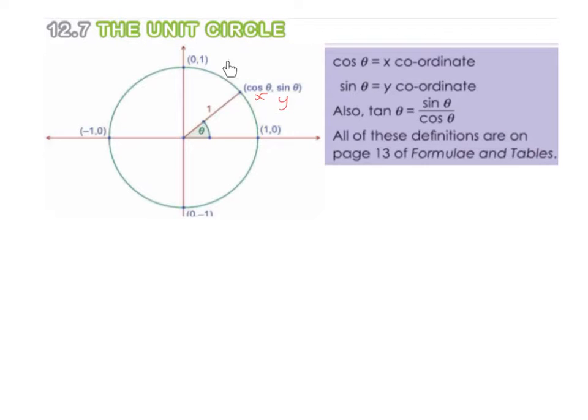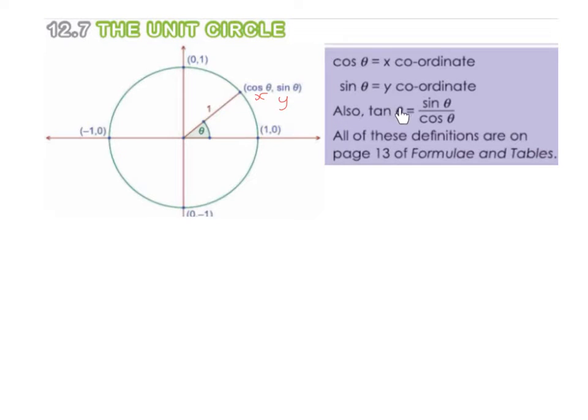So the unit circle is given to you in the formula book, and this point is labelled as cos theta, sine theta, but you need to be able to interpret that cos theta is equal to the x coordinate and sine theta is equal to the y coordinate, because this part is not actually given to you in the formula book, but you can interpret it from this.